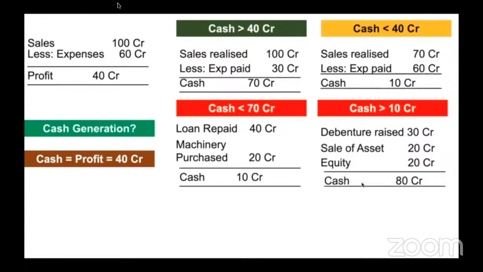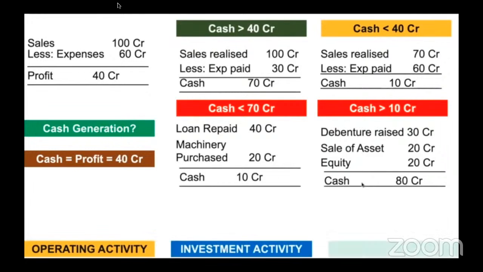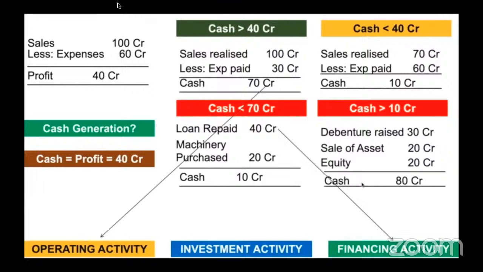So what we have to understand is, in business, cash is not generated merely by profit. It is from various activities. We call them cash flows from operating activity, cash flows from investment activity, and cash flows from financing activity. Look at this 70 crore. This is a cash flow from operations. Whereas this 40 crore repaid is a result of financing activity. They raised finance in the past, and they're repaying that now. Look at this machinery purchase of 20 crore. They are investing their money. It's an investment activity.